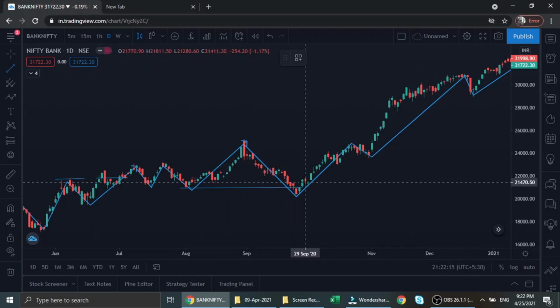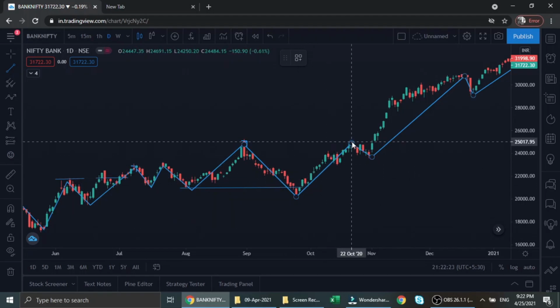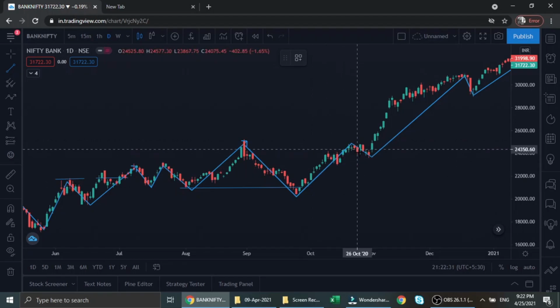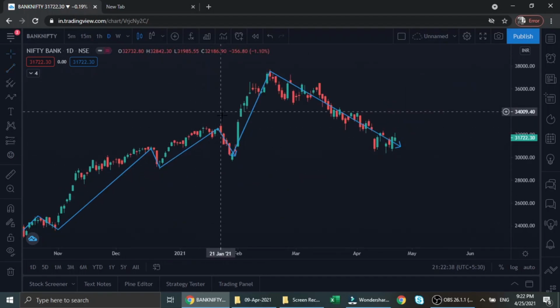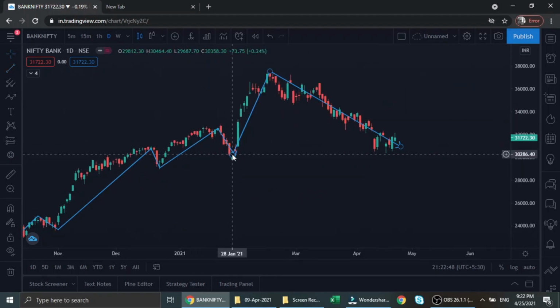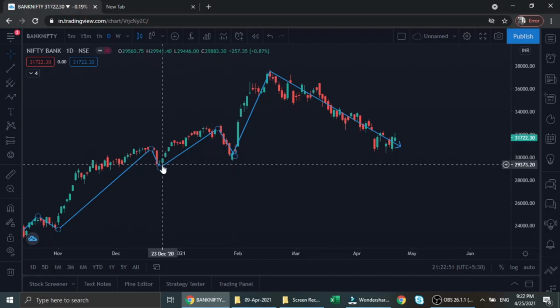So there is no change in the direction. It did not continue. So we can still say that the direction is upwards. And then here again it has made higher highs and then higher lows. Again higher highs, higher lows. Again higher highs, higher lows. Always the present higher low is greater than the previous low.